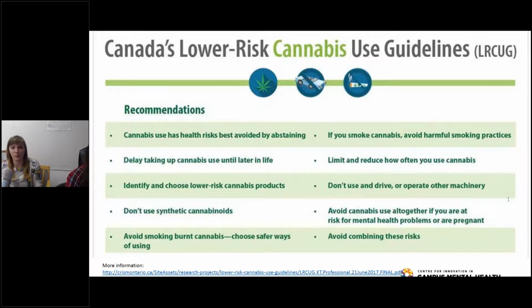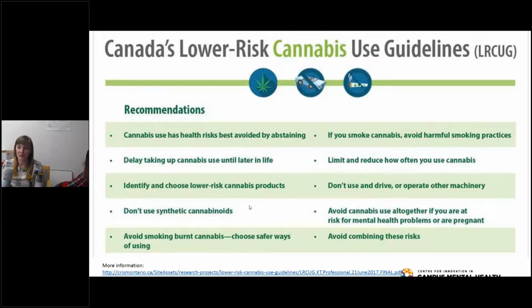So I'll just go through them briefly. Number 1 is that the harms associated with cannabis use are best avoided by abstaining. As with any risky behavior, the safest way to reduce those risks is to avoid that behavior altogether. The same is true for cannabis, but we also know that that's not necessarily realistic. So number 2 is delay taking up cannabis use until later in life. As discussed before, we know that there's an increased risk with earlier onset and frequent cannabis use.